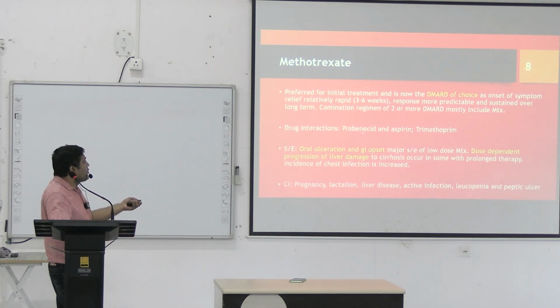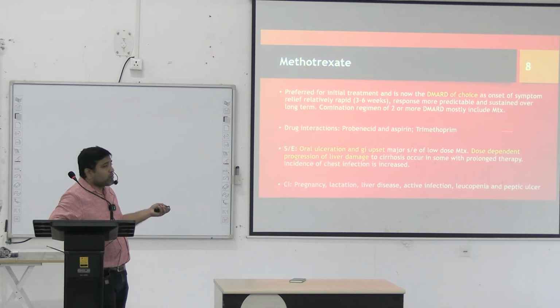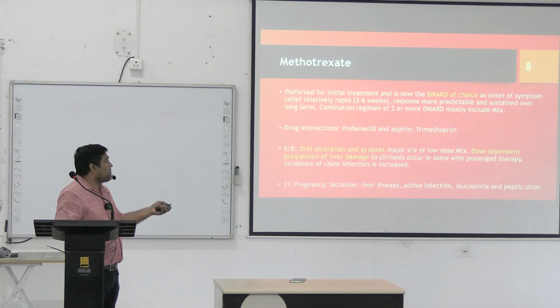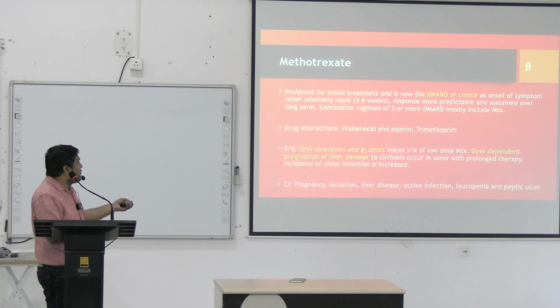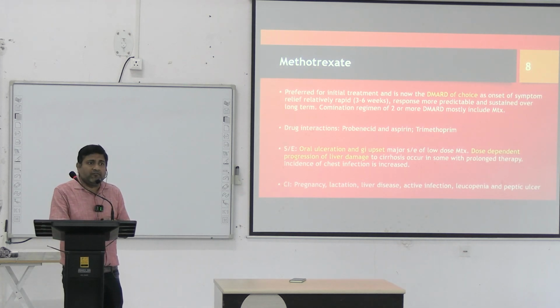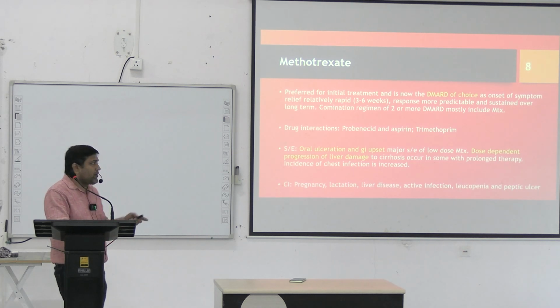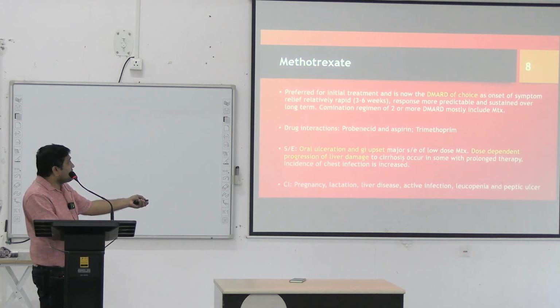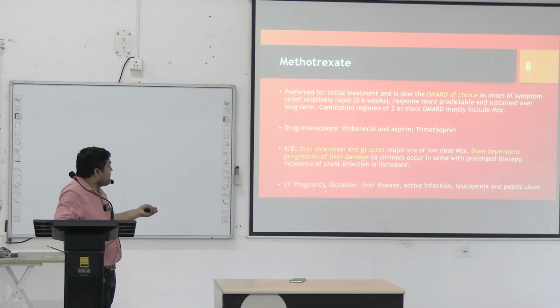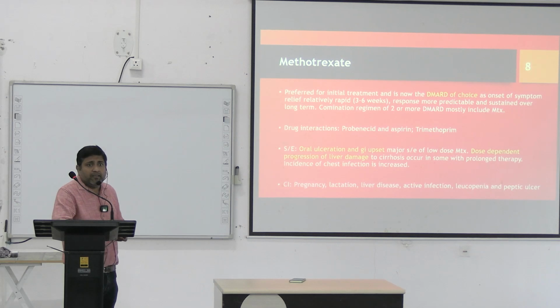Now, drug interactions: probenecid and aspirin increase the level of methotrexate. Trimethoprim again is a DHFR inhibitor, so the bone marrow suppression may be exaggerated. Side effects: oral ulceration and gastrointestinal upset are the major side effects. Liver injury may occur, causing cirrhosis in some patients with prolonged therapy. Incidence of chest infection may be increased. Contraindicated in pregnancy, lactation, liver disease, active infection, leukopenia and peptic ulcer.